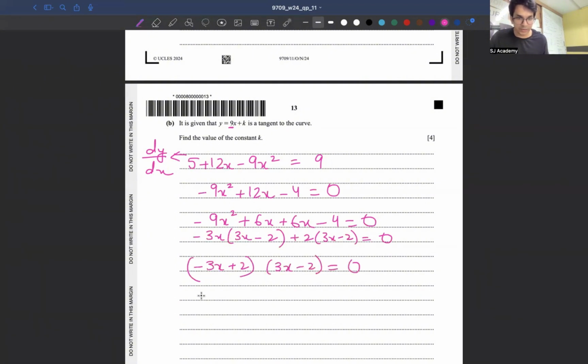The two values of x will become minus 2 upon minus 3, so that will become 2 upon 3, and x equals to 2 upon 3. Both of the values are coming out exactly the same. Now, once we have the value of x, as we have to find the value of k, if we had the value of y over here, we'll be able to find the value of k, right? So we can substitute this value of x in the original equation of the curve to find the y coordinate.